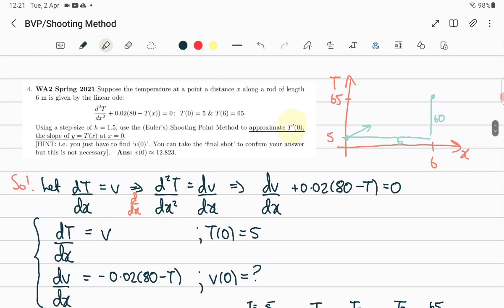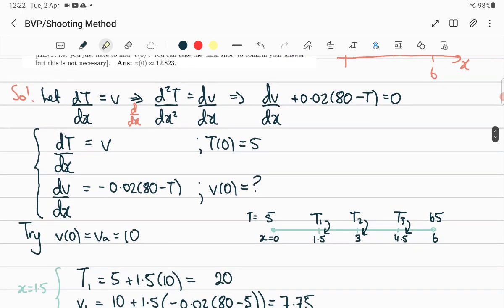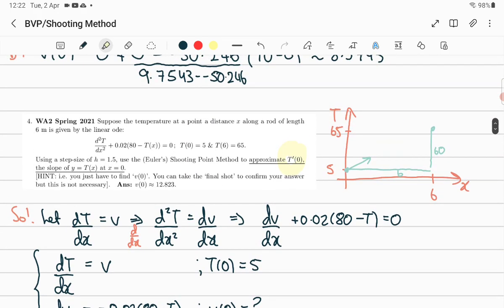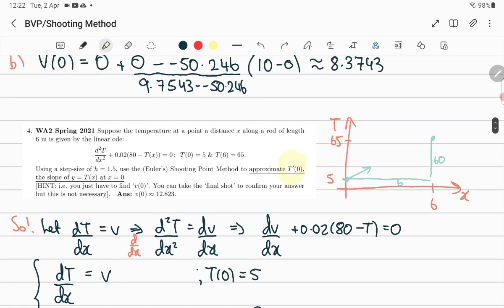So suppose temperature at a point, distance x along a rod of length 6. So here's the rod going from a length of, well, 0 along the rod to a full length along the rod. And what we're interested in is step size of 1.5. So, you know, you go from 0 to 1.5 to 3 to 4.5 to 6. And we can call these temperatures at 1.5, temperature 1, at distance 3, temperature 2, at distance 4.5, temperature 3. And we're actually not being asked in this question to approximate these. We're asked to find the initial slope.